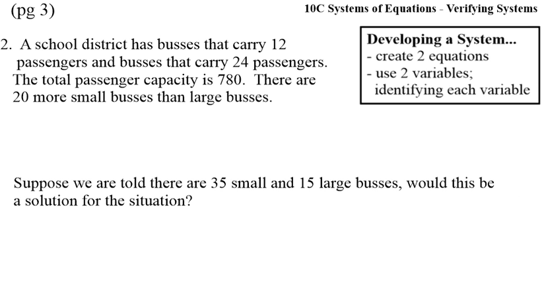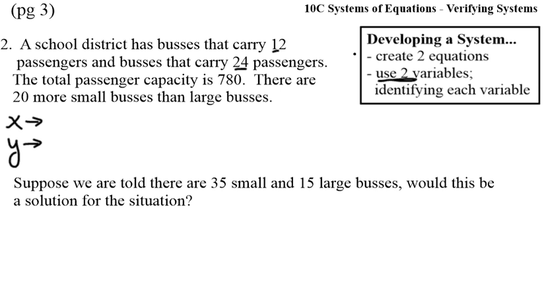Question 2 here. A school district has buses that carry 12 passengers and buses that carry 24 passengers. The total passenger capacity is 780 passengers. So amongst all the buses, they can carry 780 students. There's 20 more small buses than large buses. Well, if I wanted to solve this, we need to create 2 equations after we identify what we don't know. We know there's 2 types of buses and how many they carry, but what don't we know? We don't know specifically how many of each. So we need to identify our variables, x and y.